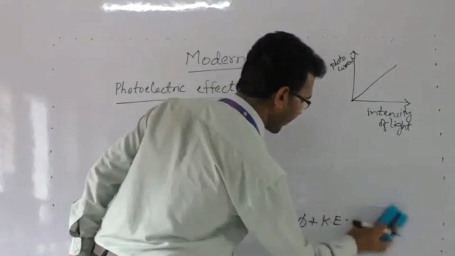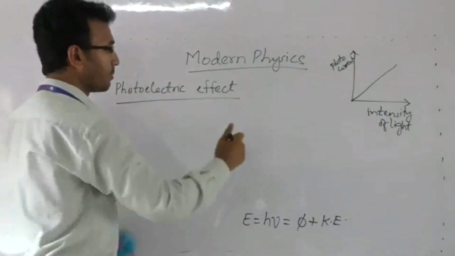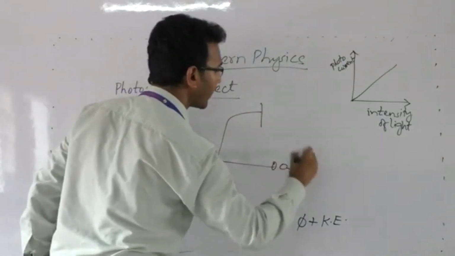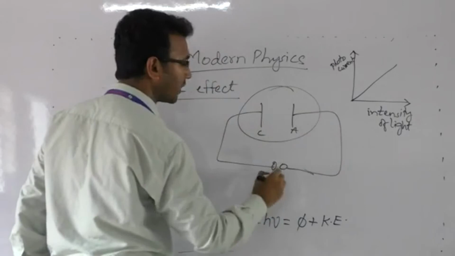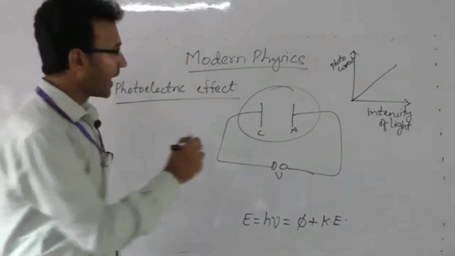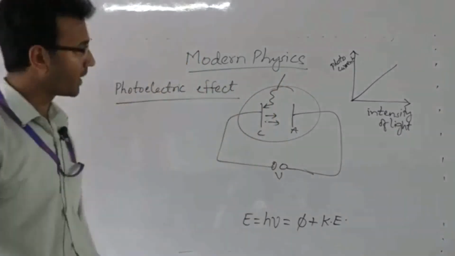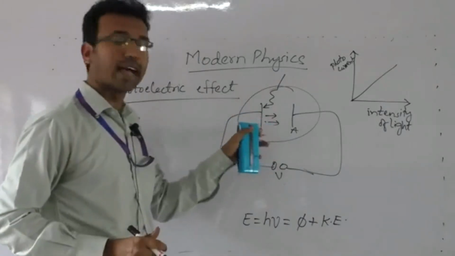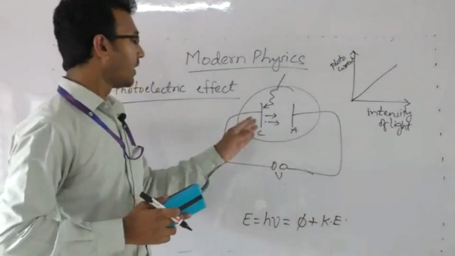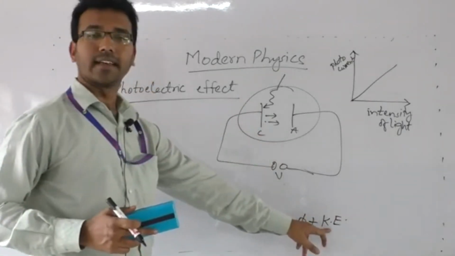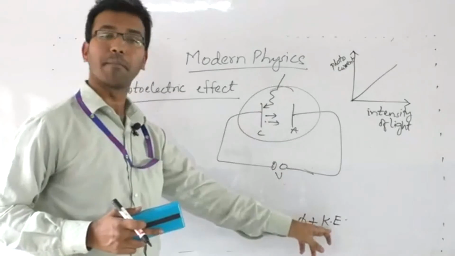Now what do we observe from this? As I show the experimental setup, you have a cathode here, a power supply here, and an anode here, and it is covered in a vacuum chamber. This is the cathode, this is the anode. You have a voltage V. Then the electrons come out once you illuminate light on the surface of the metal. Once the electron comes out, the energy possessed by the electron is just kinetic energy, which is equal to half mv square.